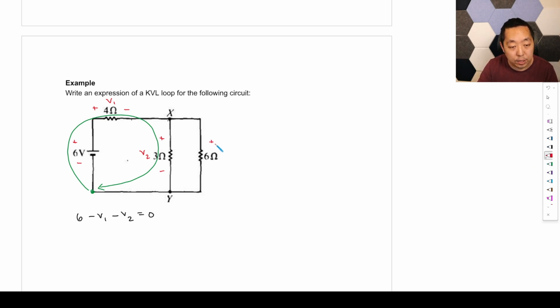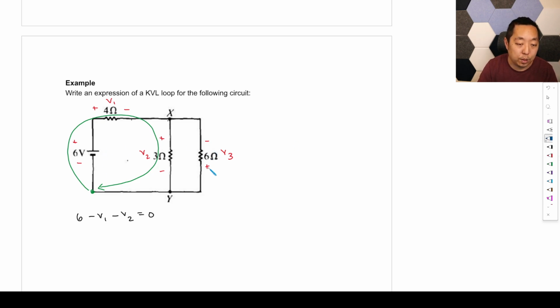Let's say we label this. Now you might be asking, why am I choosing to label like this? Other than the 6 volt, these are up to you to decide which way is plus or minus. So for example, I could make this one plus and minus this way. We'll call this V3. And so let's do a loop that goes like this.